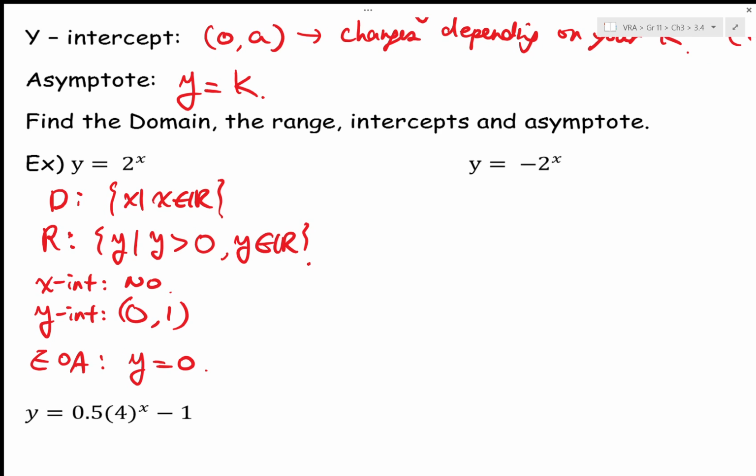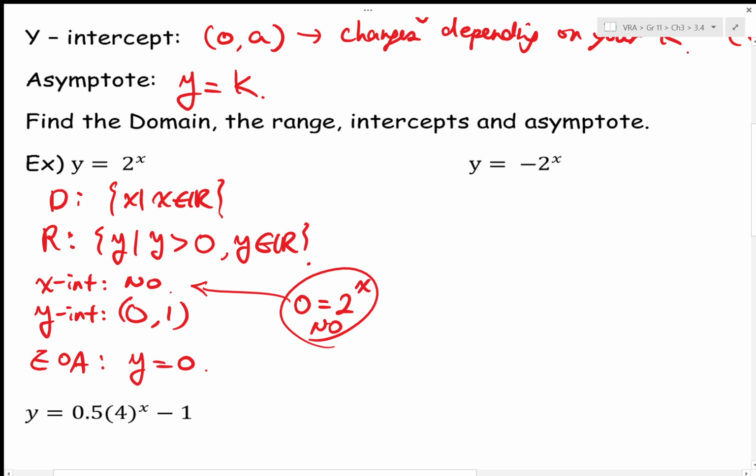Now some of you may question why is x-intercept none? Well, take a look at this. If you put 0 into the y, it will be 0 equals 2 to the power of x. The reason why I put the 0 into the y is because your x-intercept always has 0 for the y value. Now you try to solve for the x. There is no x value that actually makes 2 to the power of x 0, right? And that's why it is none. Are we okay? We're okay.